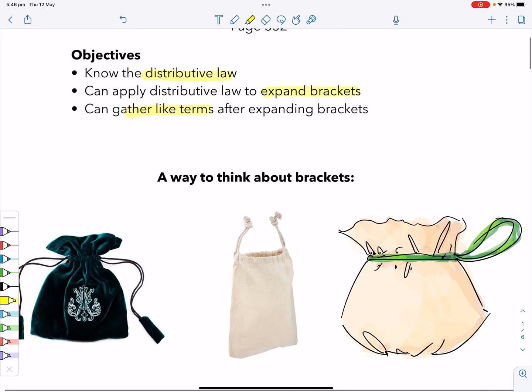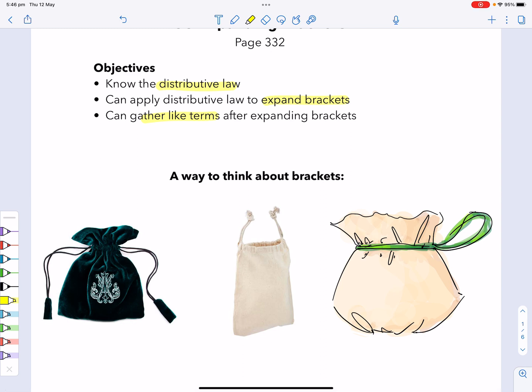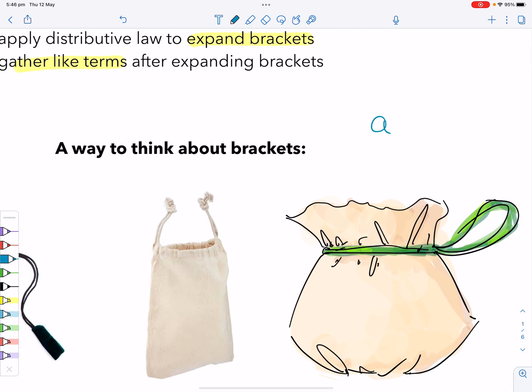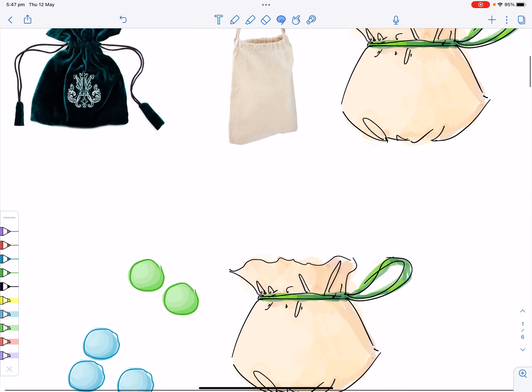So a way to think about brackets, I want you to think of them like a bag. So for example, drawstring bags. This is the visual that I have in my mind when I am using some maths that has brackets. So for example, if I've got something that says a plus 1 and then there's brackets around it, I'm imagining that this bracket is basically a bag, and inside that bag there's a letter A, and there's also a plus 1 inside.